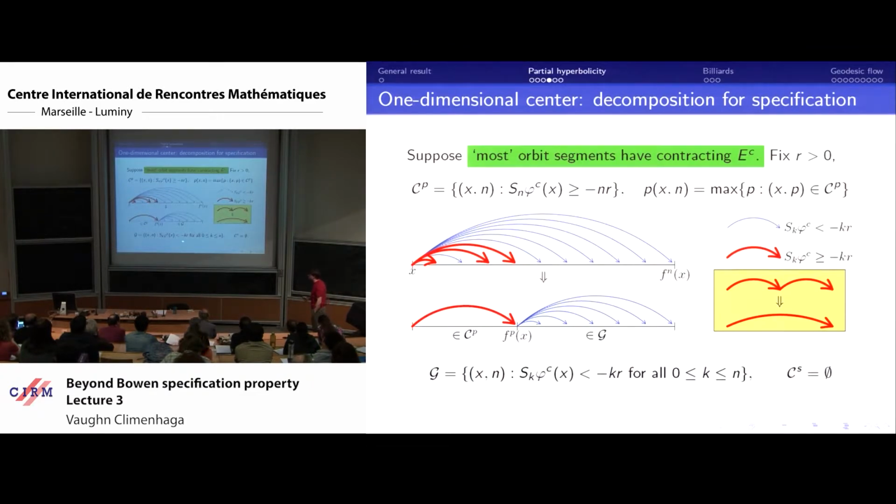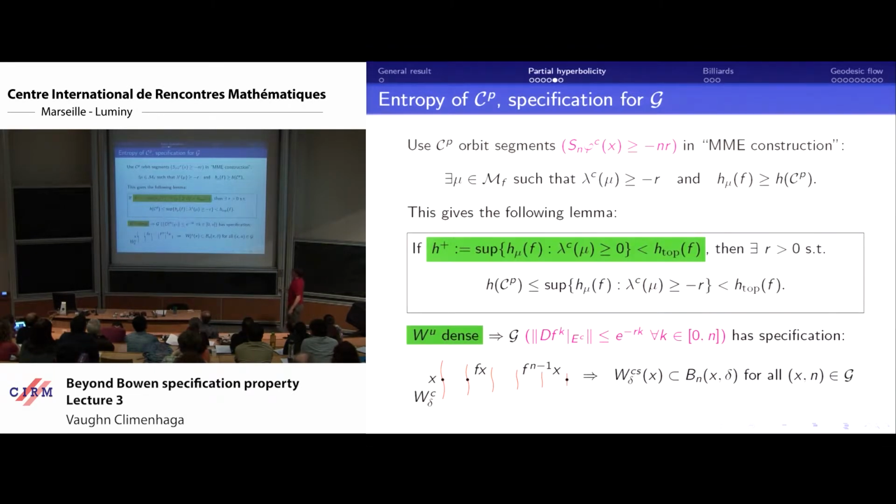So this is our collection of good orbit segments. A good orbit segment is one for which from the beginning to anywhere in the middle, you see a uniform rate of contraction given by r. And there's no suffix collection here. The reason there is no suffix collection is because the unstable is uniformly expanding. So the idea now is that we should be able to estimate the entropy of these prefix collections and verify condition 2, and we should be able to prove that the good orbit segments have specification at any scale and verify condition 1.